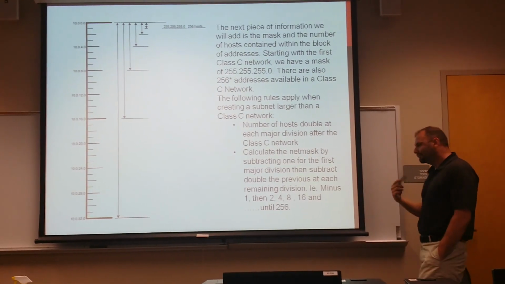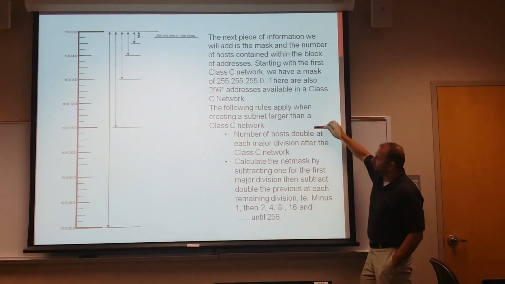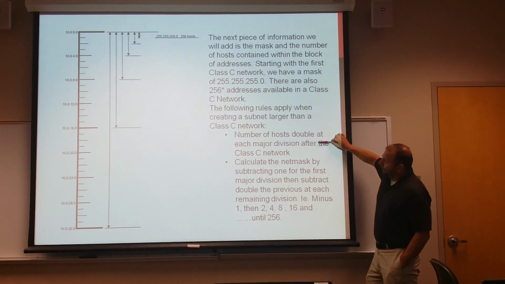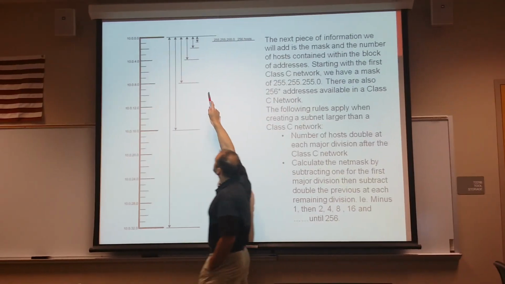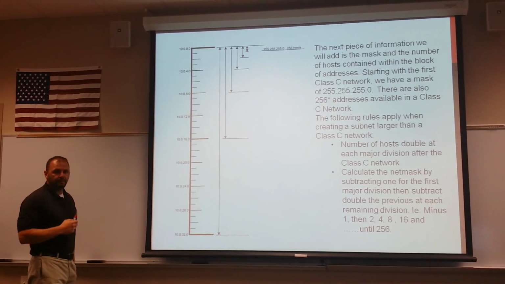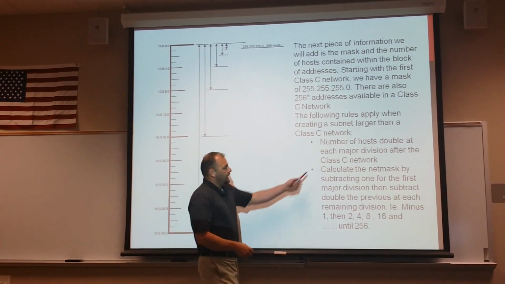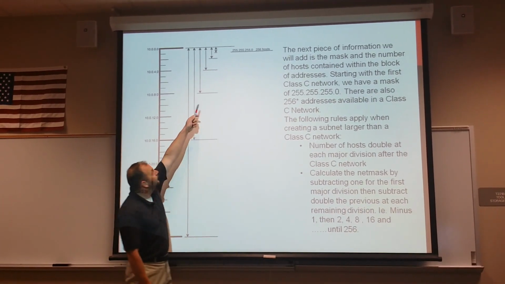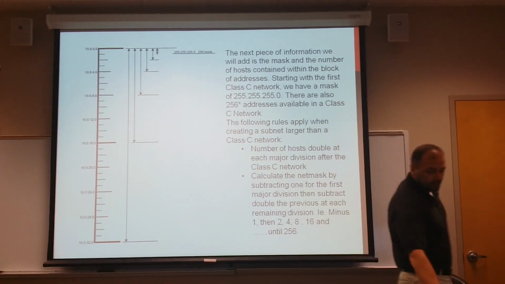Generally speaking, not super common, but yes, you do see it every so often. So when we're going larger, the number of hosts doubles at each major division. And a major division is going to be each one of these tick marks. So if you see going up, that is a major division. We calculate the net mask by subtracting 1 from our net mask up there.